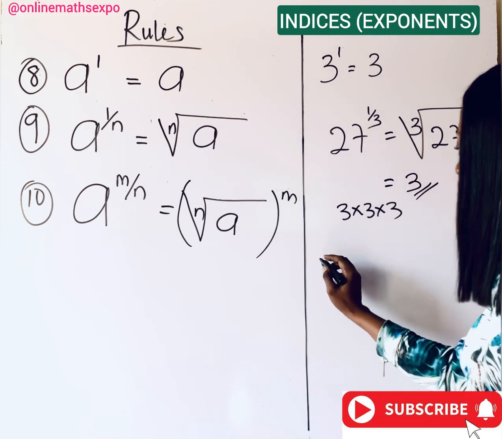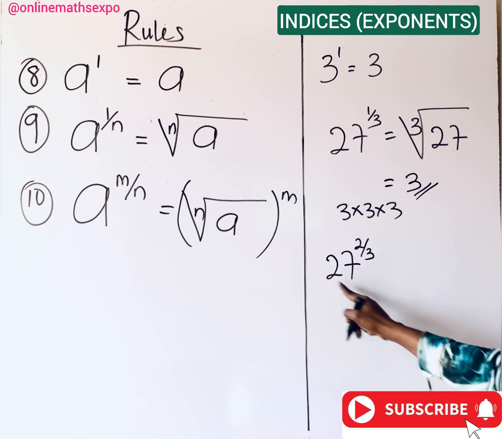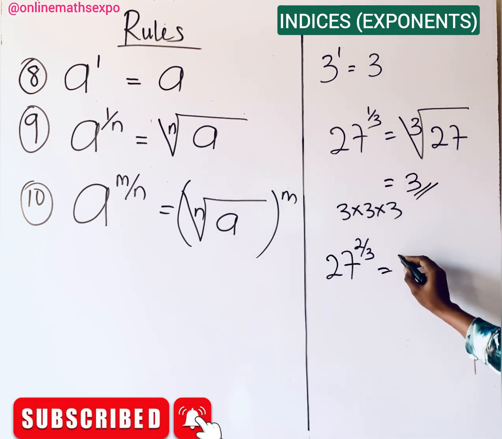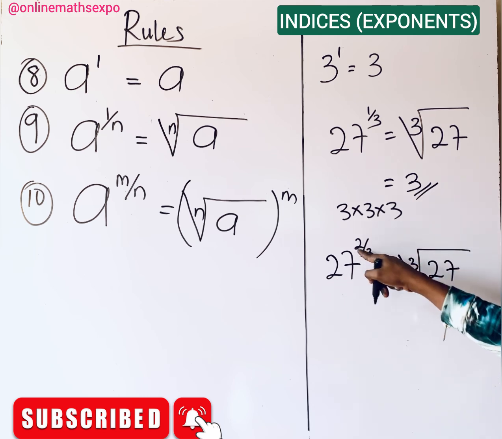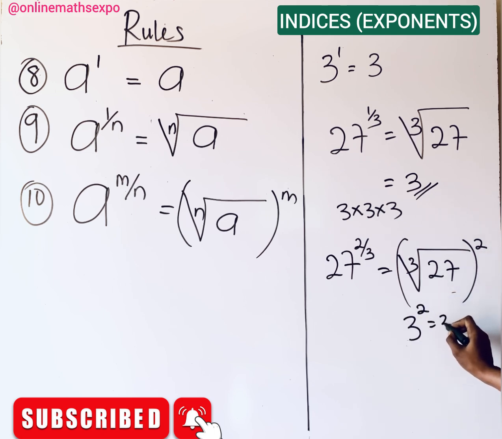Now we can have something like this, 27 raised to power 2 over 3. What do you do? Just like we did here, use this 3 to form the root. You put 27 inside, and at this time, raise it to the power of 2. So you have it this way. And this will now give us, this in the bracket is 3. You raise it to the power of 2. And this gives us 3 multiplied by 3 to give us 9. I hope you've seen that. So this gives you 9.